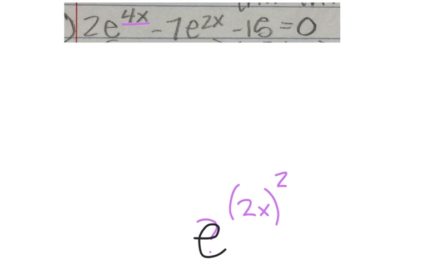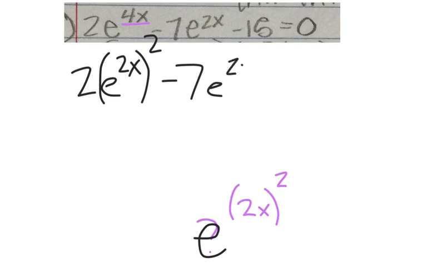So what do you do when it's a power to a power? Multiply. So what is 2 times 2x? This is not 2x squared. This is e raised to the 2x raised to the second. It's a power to a power. So do you see they're the same form? So I could rewrite this as 2 times e to the 2x squared minus 7 times e to the 2x.